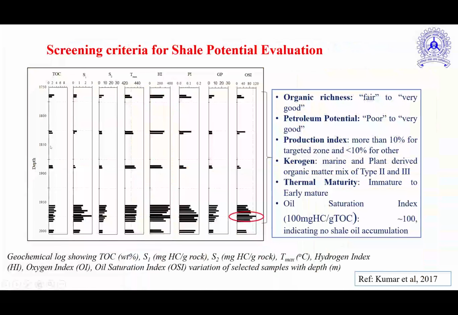So once you determine TOC, S1, S2, Tmax, hydrogen index, productivity index, generation potential, and then we determine the oil saturation index. If it is oil prone, now we evaluate whether it is economic or not. So this oil saturation index tells you 100 milligram of hydrocarbon per gram of TOC. If it is greater than 100, then we can economically produce.